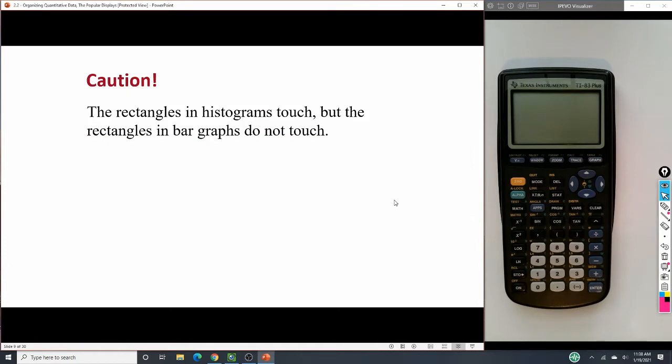All right, now the rectangles in histograms touch, but the rectangles in bar graphs do not. I kind of mentioned that a couple of times there. That's just the big difference between a simple bar graph and a histogram, is that the bars actually touch in a histogram.